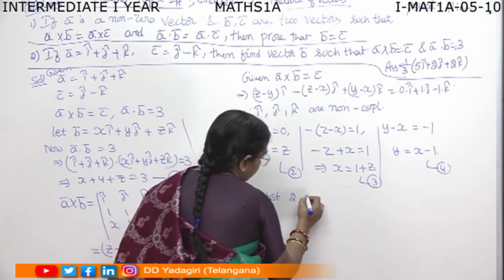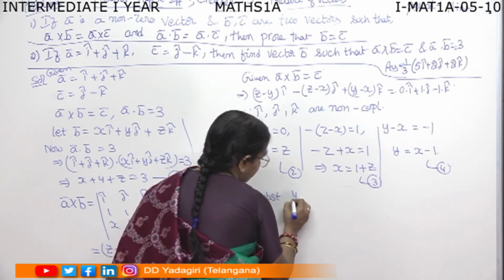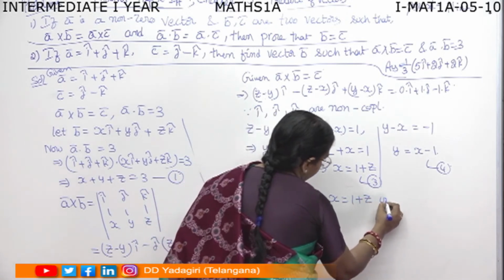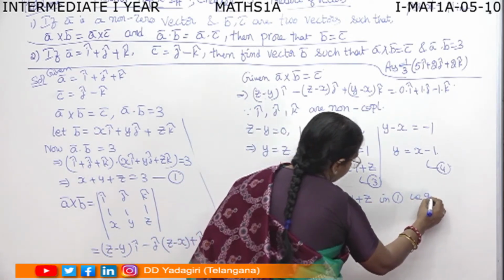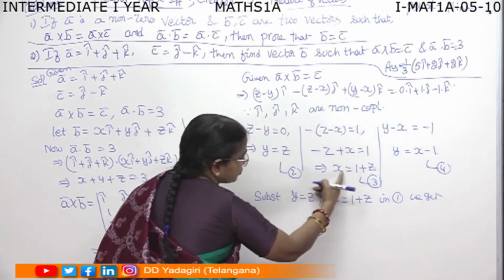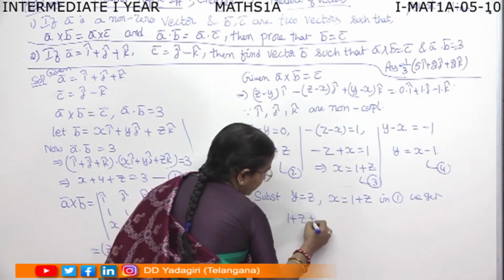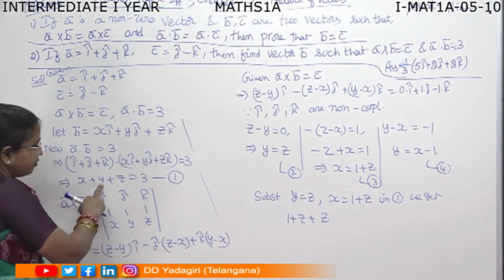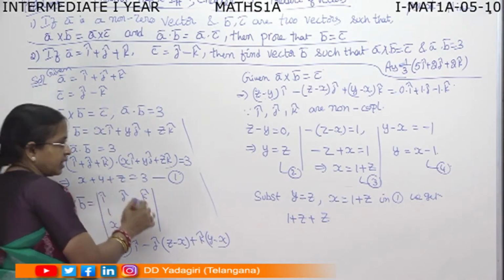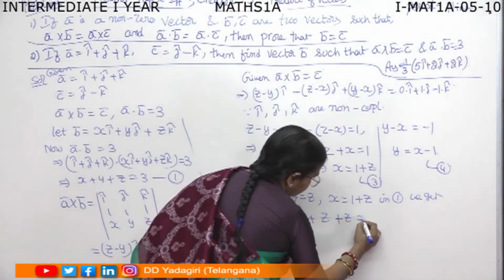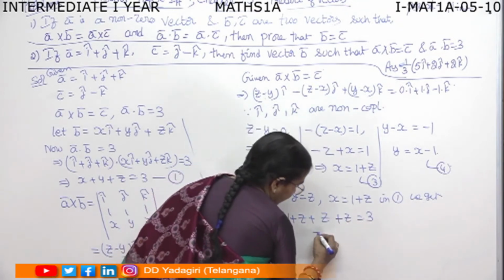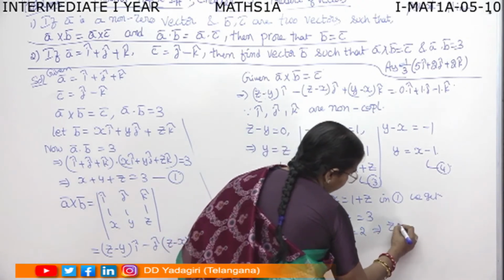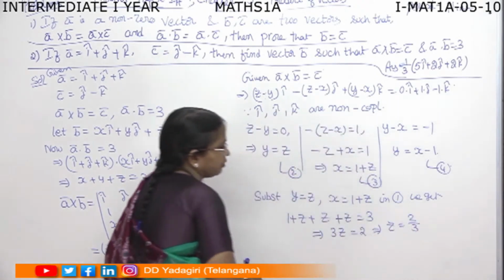Substituting 2 and 3 values, y is equal to z and also x is equal to 1 plus z, in 1 we get x plus y plus z. x is 1 plus z, plus y, y is also z, plus z. So that is equal to 3. So take 1 to that side and you will get 3z is equal to 2. So z is equal to 2 by 3.